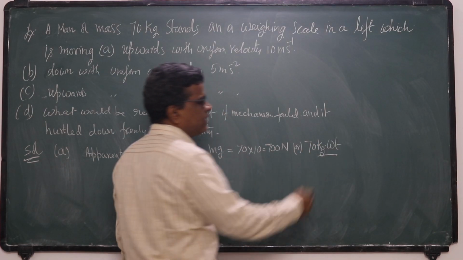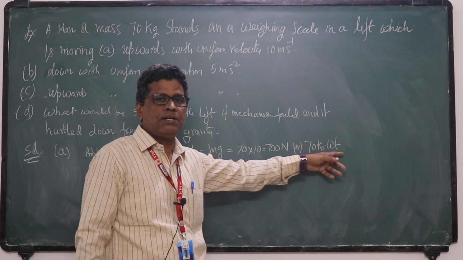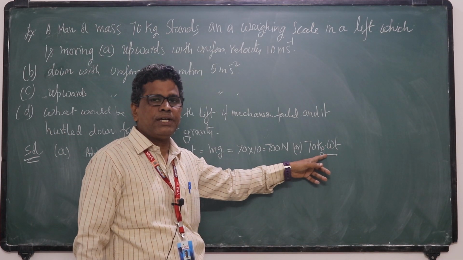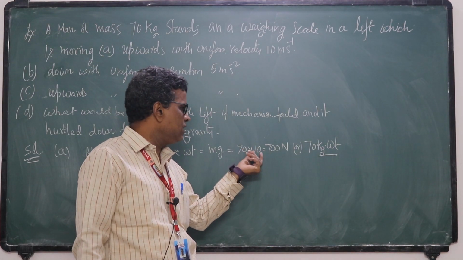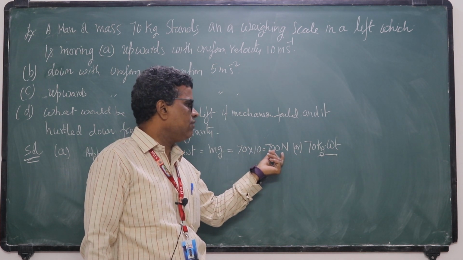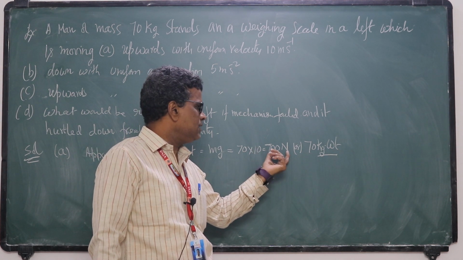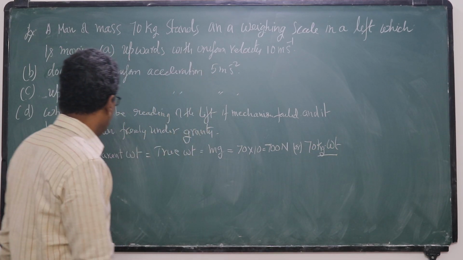This can also be written as 70 kg weight. So kg weight is a practical unit of force, that is a gravitational unit. If you want to convert into SI unit, newtons, you have to multiply with g. What is the g value? 10. So I will take it as 10. Then it is 700 newtons. This is the SI unit, this is the practical unit, kg weight.